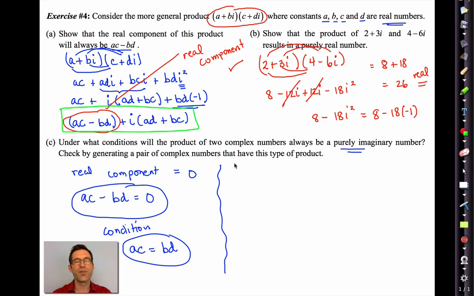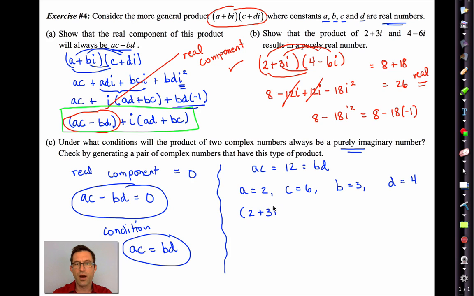All right, well, here's a fun one. What I would do is I would just say, well, let me come up with a product. Let's say a times c is equal to 12, and that's b times d. Let me let a be equal to 2. Let c be equal to 6. Let's let b equal 3, and let's let d equal 4. That'll work, or at least it should work. So what would that mean? Let's see, 2 plus 3i, so a plus bi, times 6 plus 4i, c plus di.